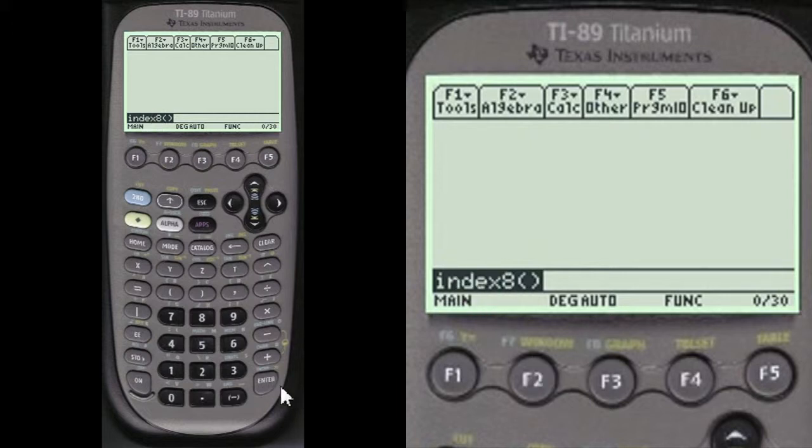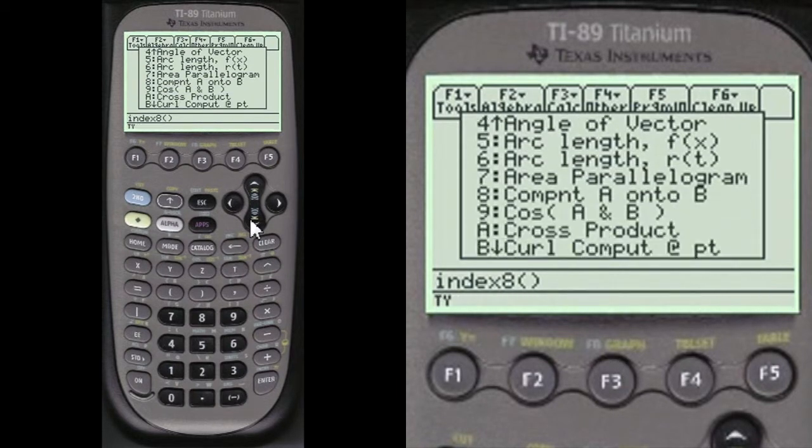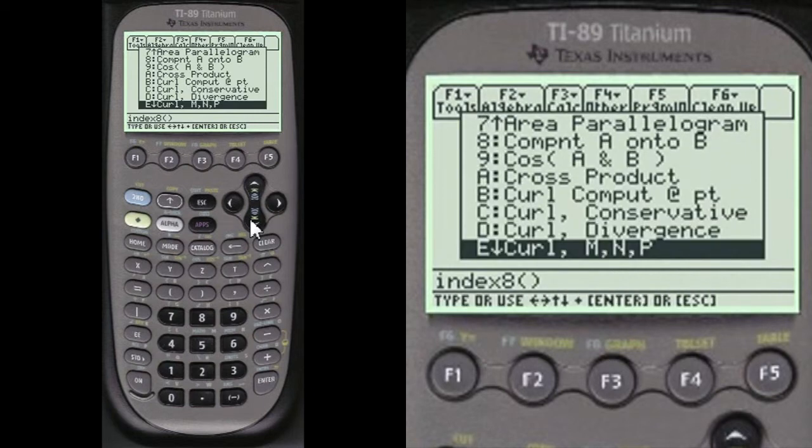Index 8 to get to my menu. All right, we're going to go down here to curl somewhere. Here, curl. We'll go down to MNP.